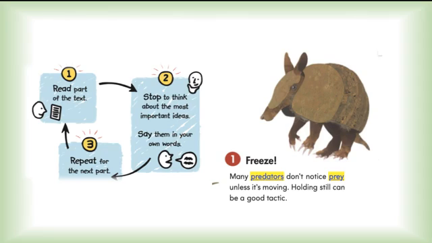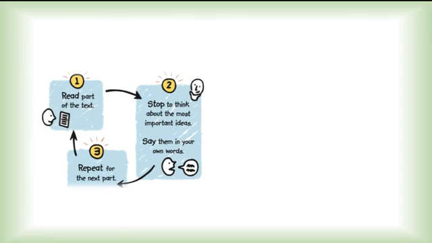Now, if I want to stop and think about the most important ideas and say them in my own words, I have to think about what the author means and make sure I don't change the meaning. So another way to say this is, don't move. The predators won't see you if you stay still.